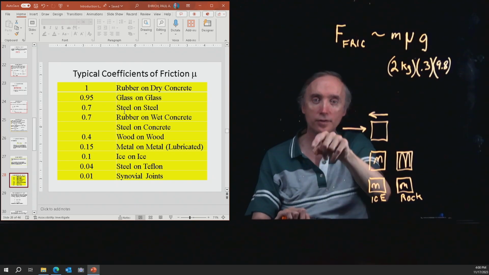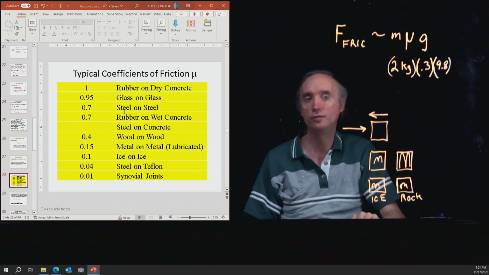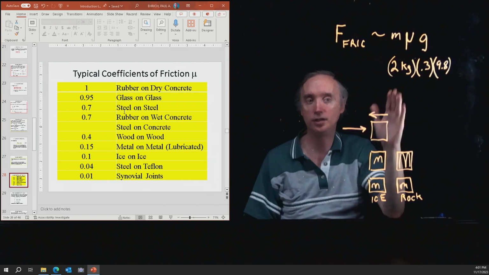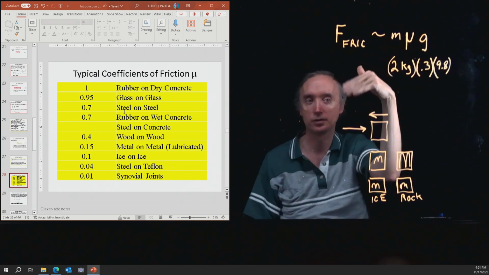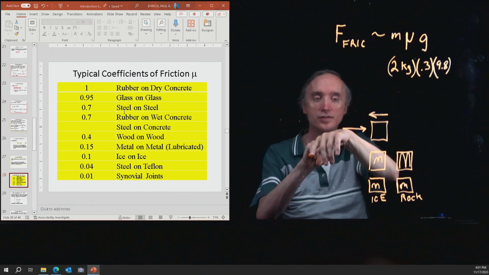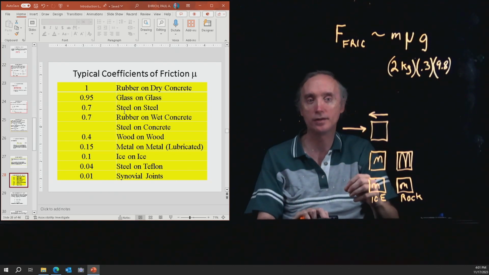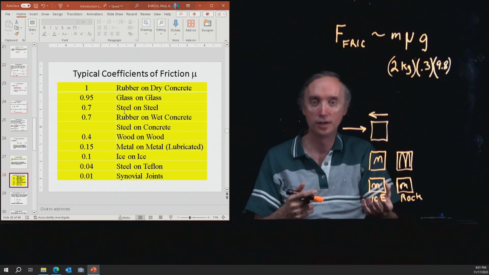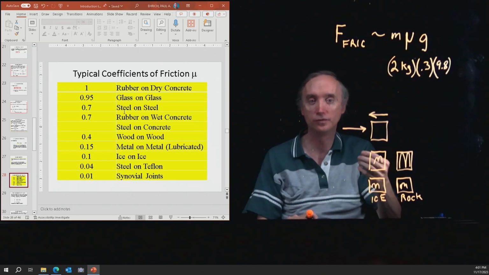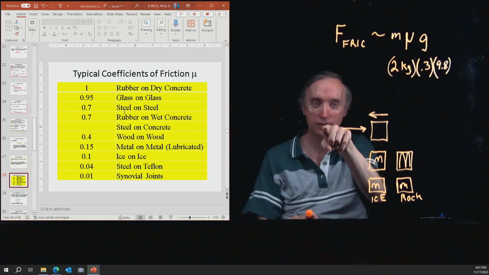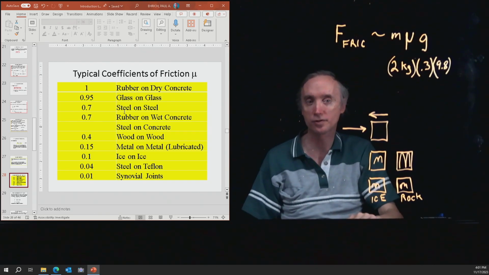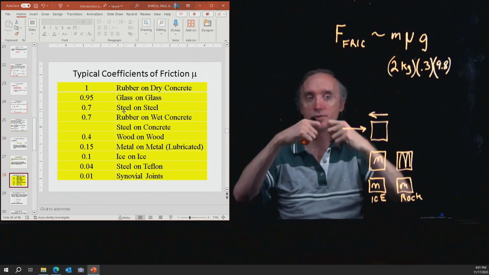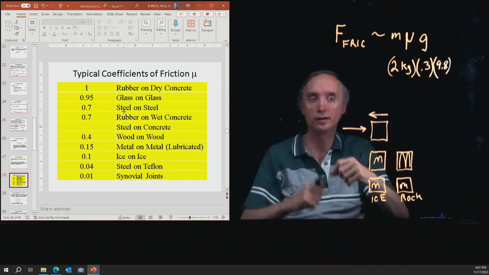And then way down there at the bottom, you see synovial joints. So in all of your joints, you have these little pads that connect the 2 bones. And inside those pads is a very slippery material called synovial fluid. And you can see that it has a very, very small coefficient of friction. And so that keeps the 2 bones from rubbing up against each other.